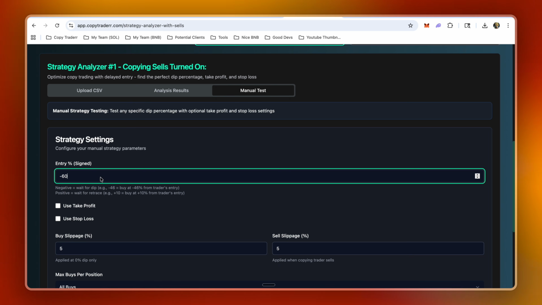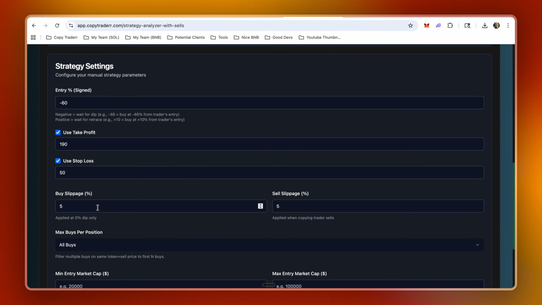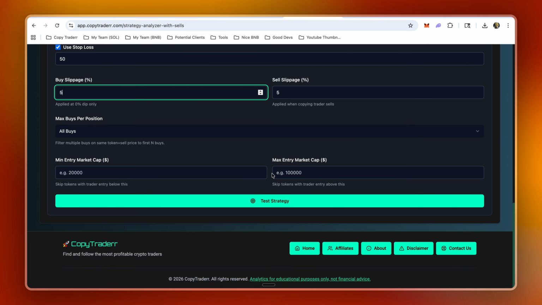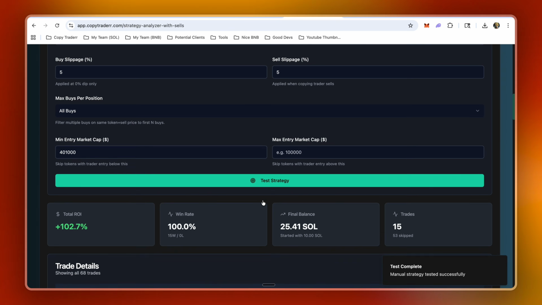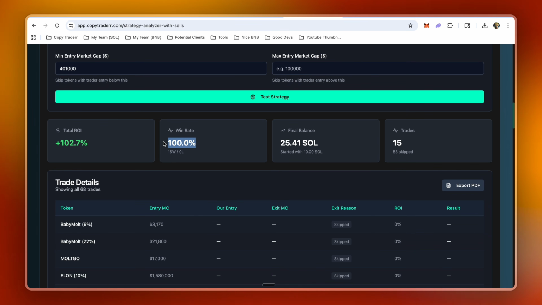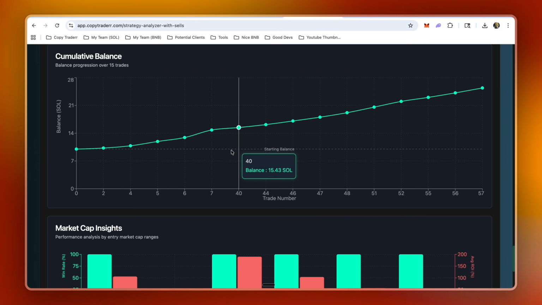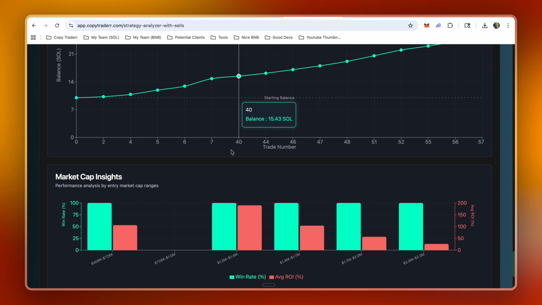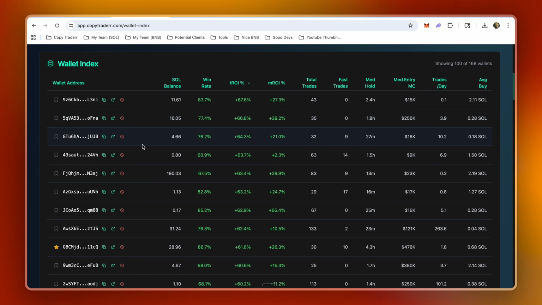So we've got minus 60, take profit of 190, stop loss 50. We've got our slippage, which is higher than it's actually going to be. We're copying all buys. And let's have our minimum market cap, 401,000. That's actually insane that that's going to give us a 100% win rate. We skipped those 3 losing trades and our ROI has gone up significantly. And honestly, it's one of the first times that I have seen a 100% win rate strategy that's more than 3 or 4 trades. And this was literally in the first wallet that I checked here.